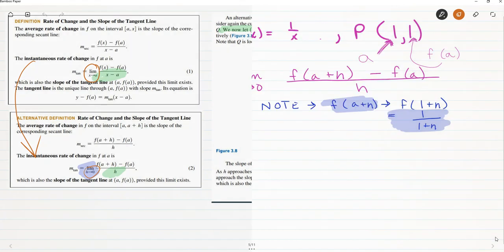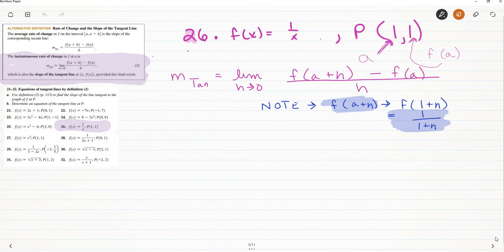Let's look at an example that uses this definition, and this is an example taken out of the textbook, example number 26. In your homework log, when you do a problem like this, you should start by writing the problem number, write the problem, and write the definition that we're going to use.